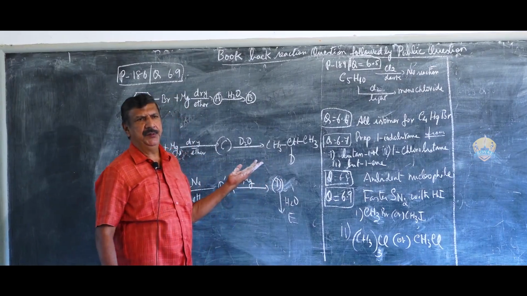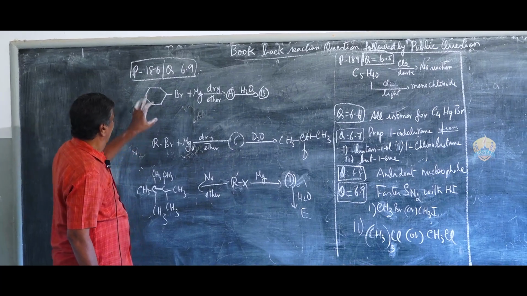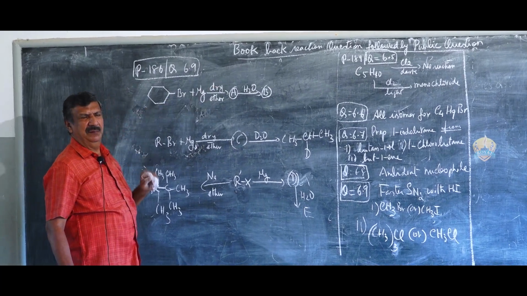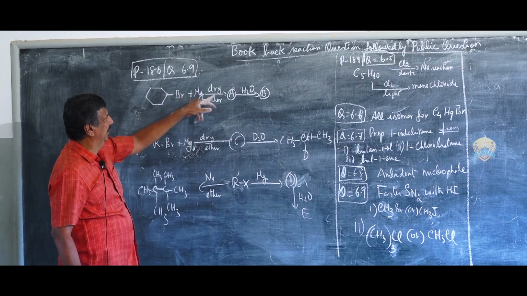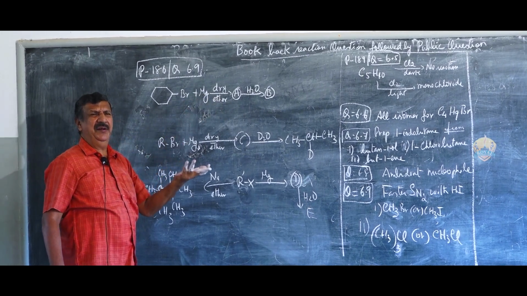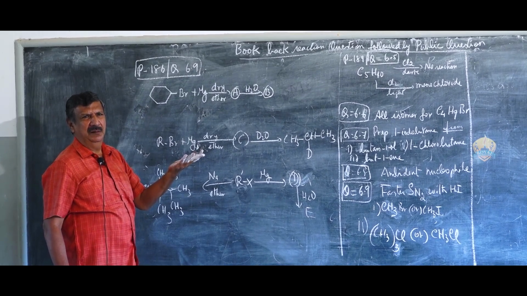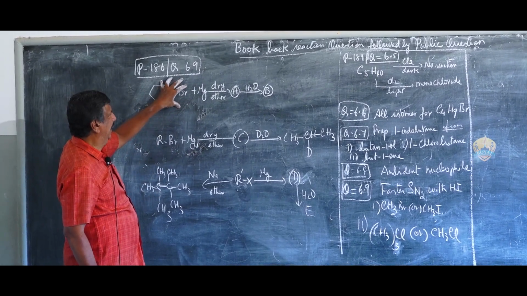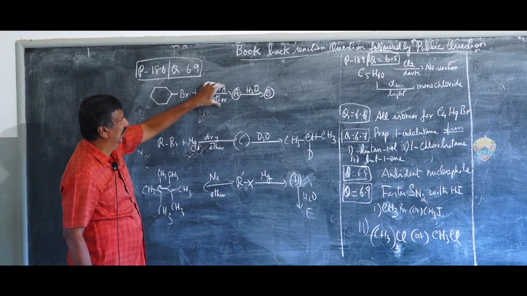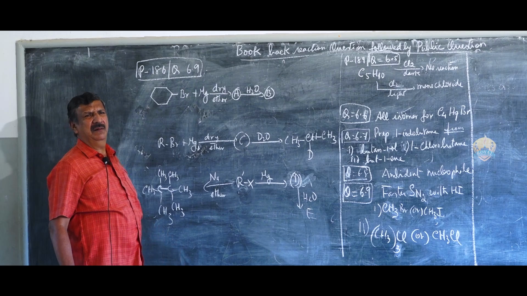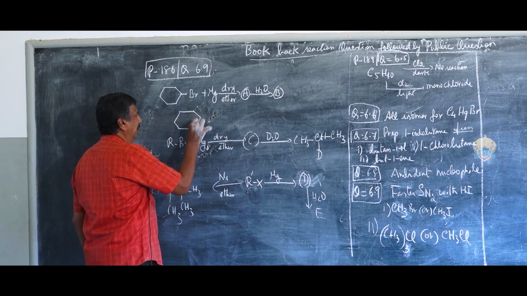For the next stage, you see this problem. They are given like this. When you give like this for magnesium, ether means it is a Grignard reagent. Preparation of Grignard reagent: any halide with the magnesium in the presence of ether means directly go for Grignard reagent. This is the answer. You see, very simple.